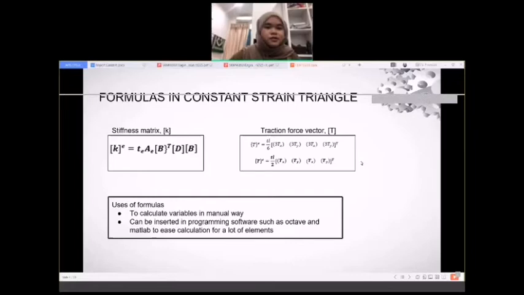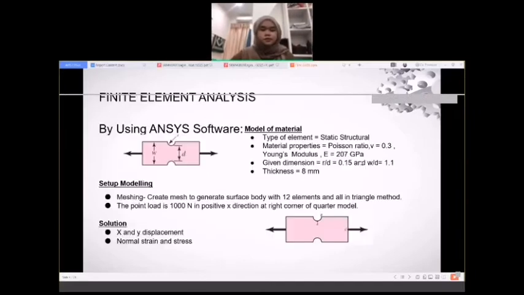Then there is the stiffness matrix, and to find the traction force vector, we'll use that formula. So the use of these formulas is to calculate the variables in a manual way. We can use it manually, by calculating ourselves, or we can insert it in programming software such as Octave and MATLAB to ease the calculation if there are a lot of elements. Since we will be using a large number of elements, we will be using programming software. In this case today it is Octave.